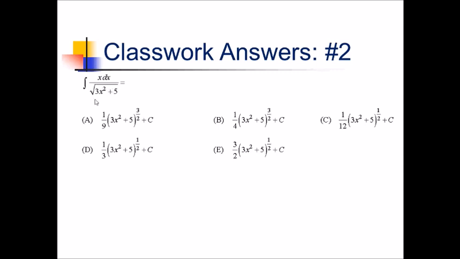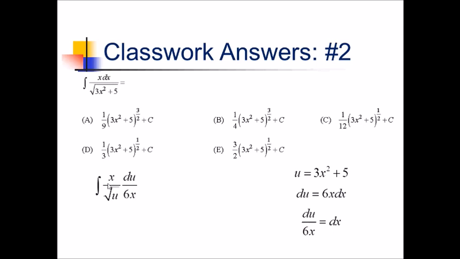I'm going to let u equal 3x squared plus 5. And then taking the derivative of both sides, we've got du equals 6x dx. Dividing by 6x, we get du over 6x equivalent to dx. And now we're going to do some substituting in the original. So this is going to be the integral of x dx over, now we're going to have the square root of just u times du over 6x. These x's are going to cancel.